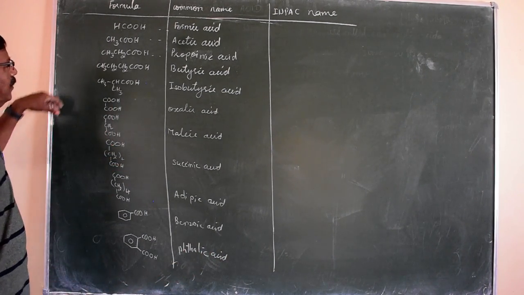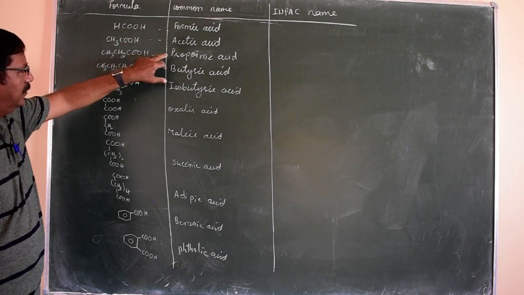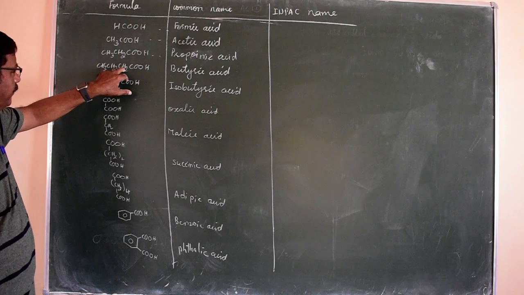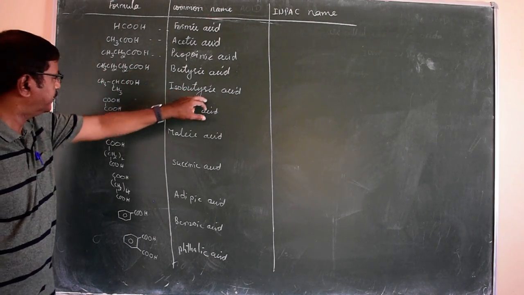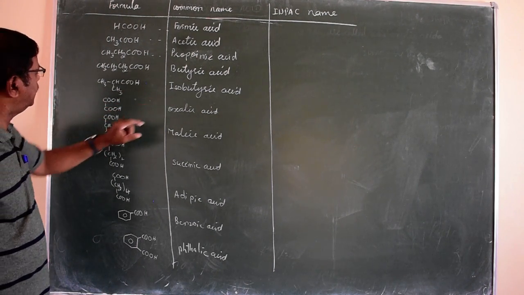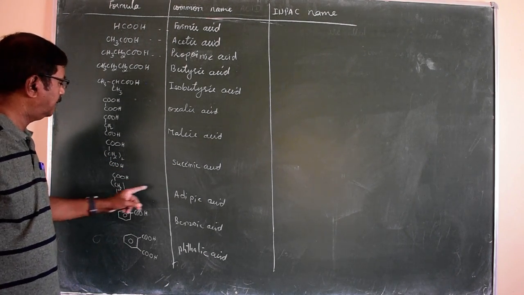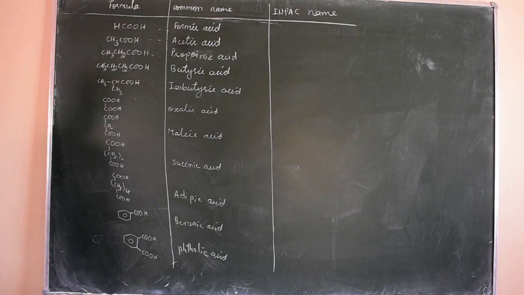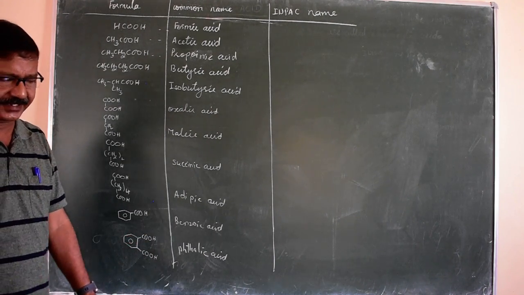So these are the common names: formic acid, acetic acid, then propionic acid, afterwards butyric acid, isobutyric acid. It's oxalic, malic, succinic and adipic acid. Afterwards, we know this one is benzoic acid and this one is tannic acid.